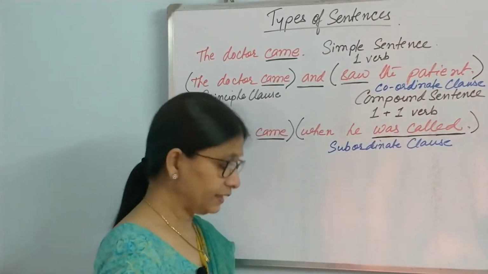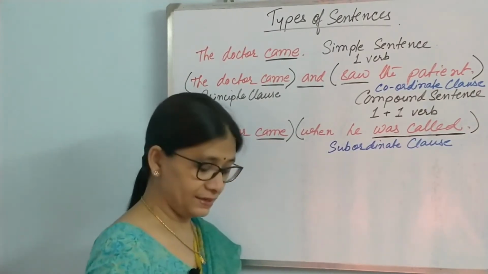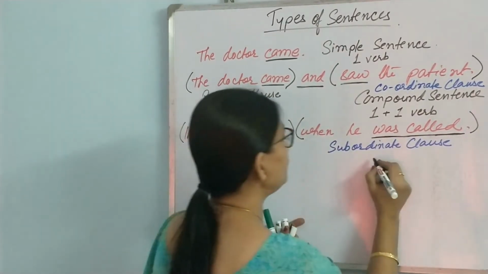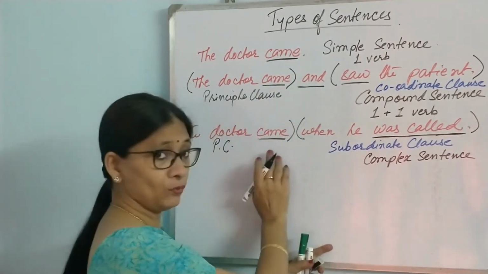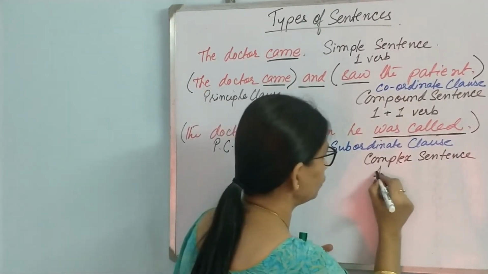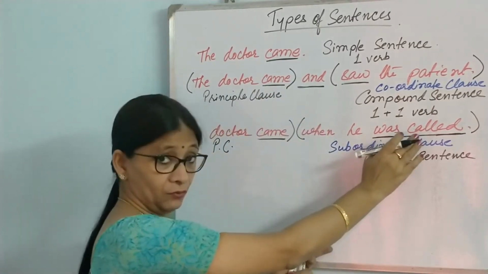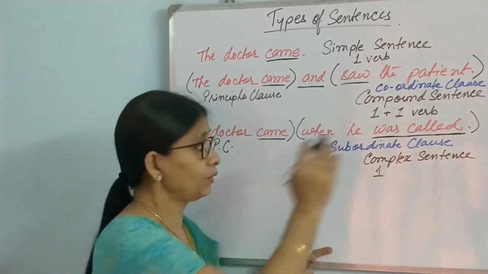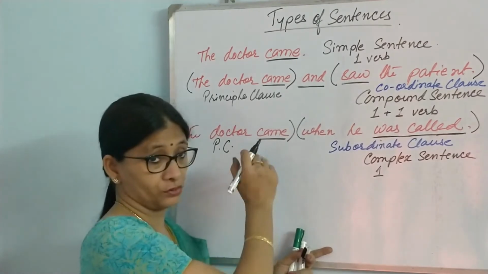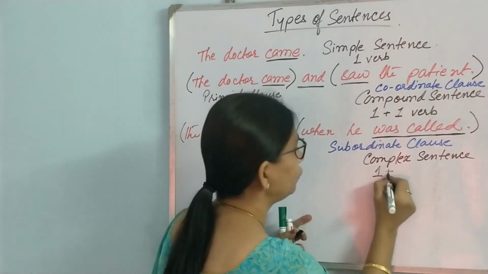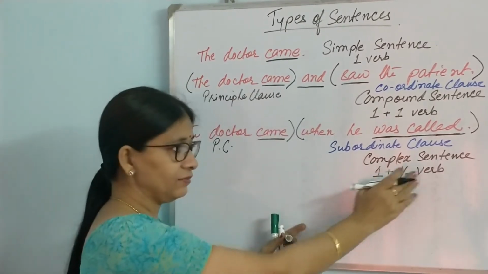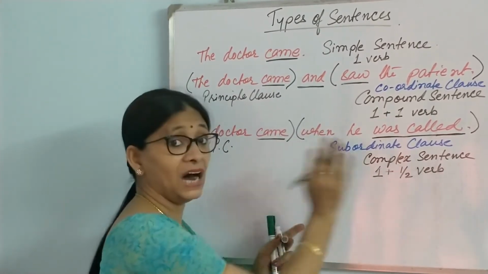Now subordinate clause, if present in a sentence, that sentence is known as complex sentence. In a complex sentence there will be one verb, that is the principal clause verb, but the other verb we will not take as one because this is dependent on the principal clause. This is not able to stand on its own. Okay, it is dependent. So we will take it to be half. Complex sentence, it has got one verb plus half verb.